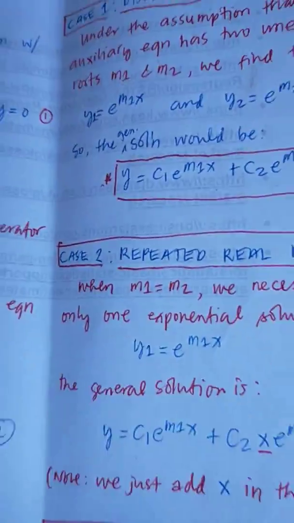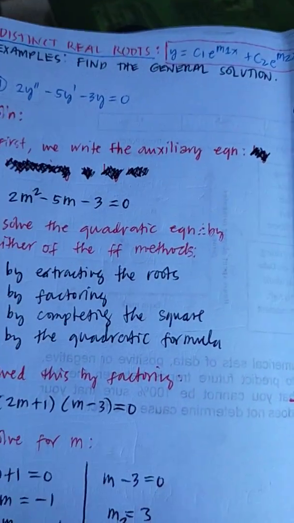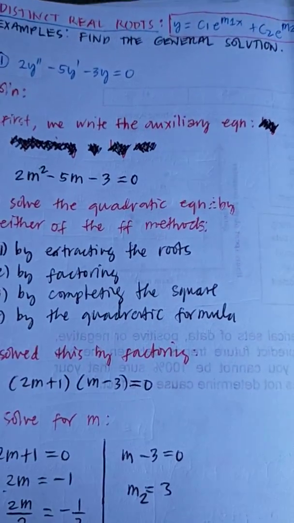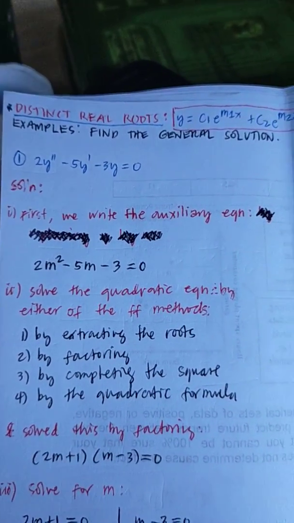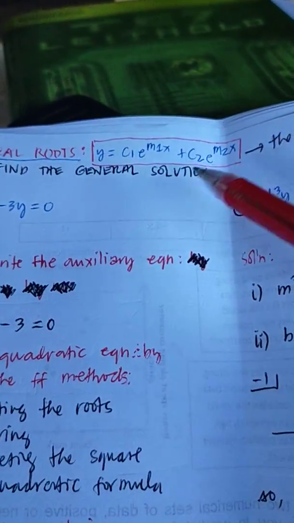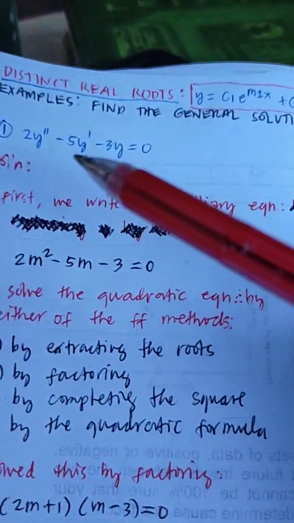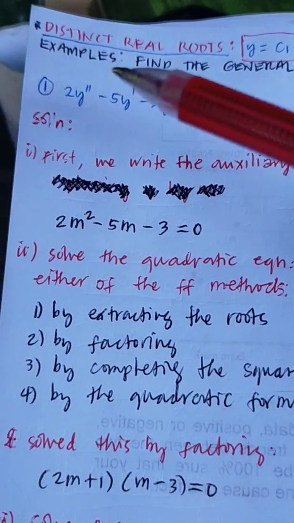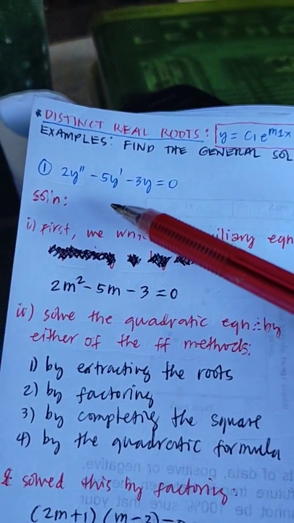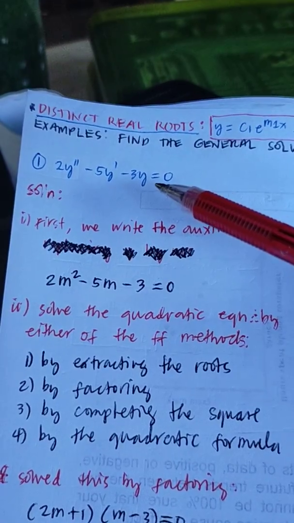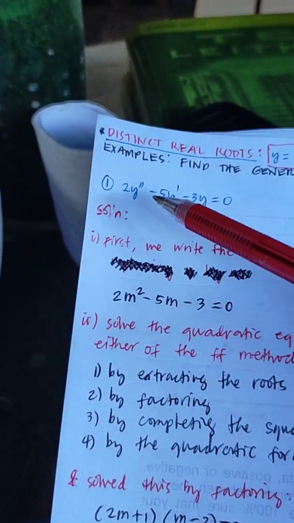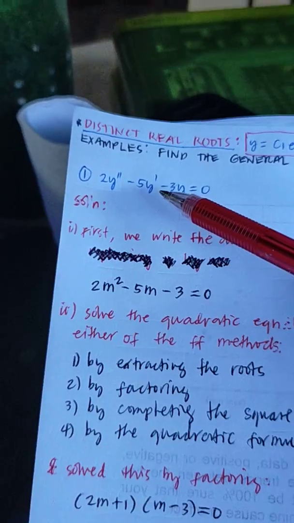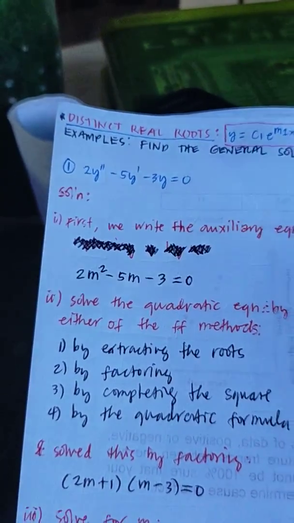Now, before we proceed to case 2 and case 3, let us consider our first example for case 1. Okay. Take note, for distinct real roots, case 1, iyang solution can be written like this. Okay. So let us try number 1. Find the general solution of 2y double prime minus 5y prime minus 3y is equal to 0. Meaning to say, 2 times the second derivative of y minus 5 times the derivative of y minus 3y is equal to 0.